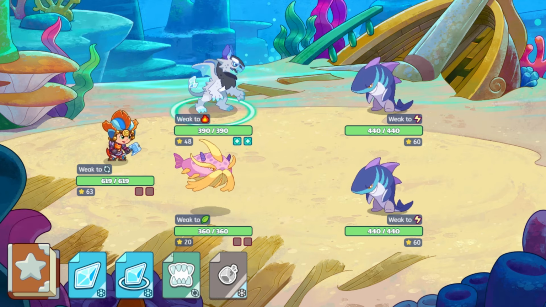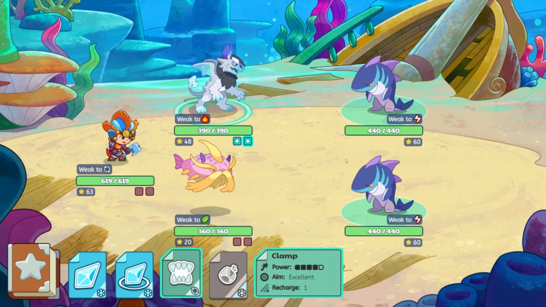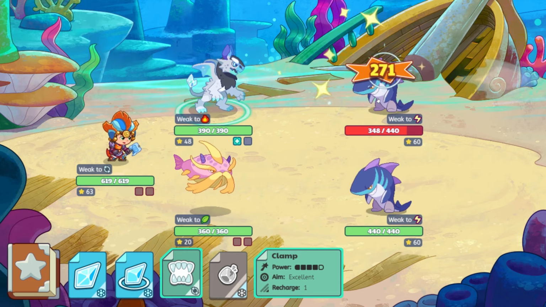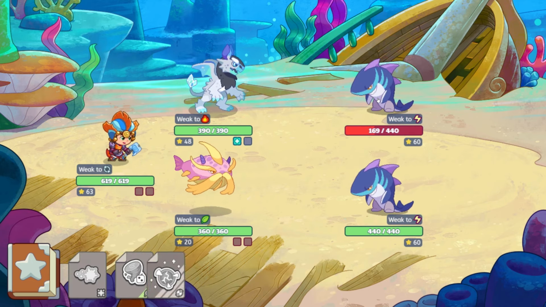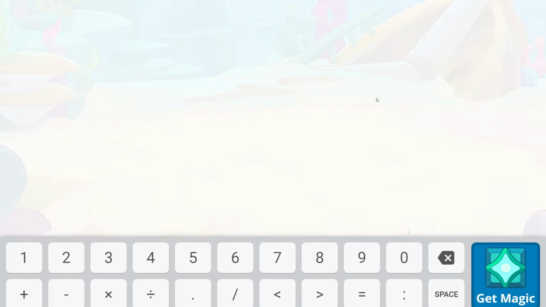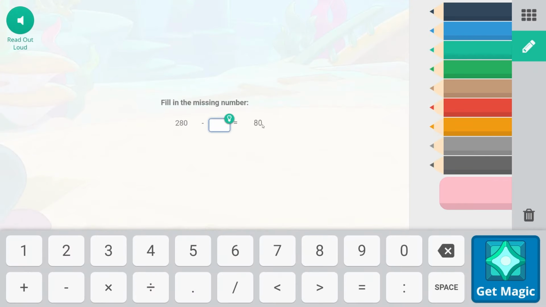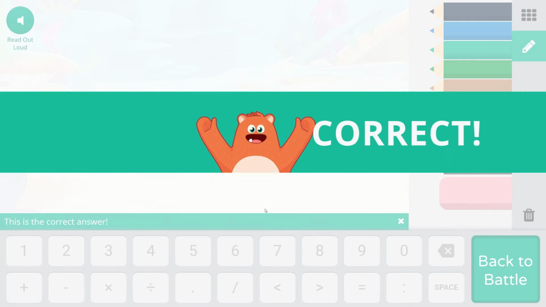Okay, I don't know what I want to do. I think I'm going to bite you. Now, these guys can hit pretty hard. So, 280 minus what equals 80? Well, since our tens place and our ones place are exactly the same, it's just this number is what we're subtracting. So, 200. Woohoo!